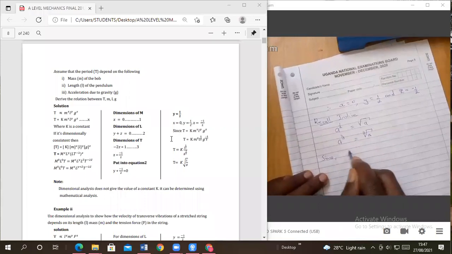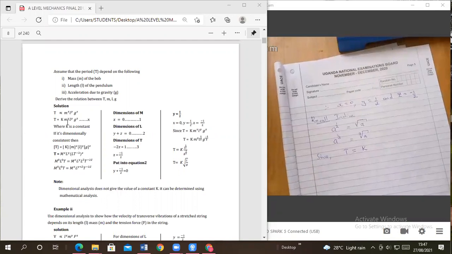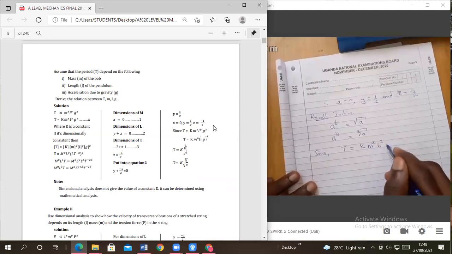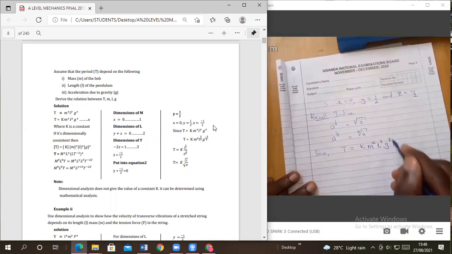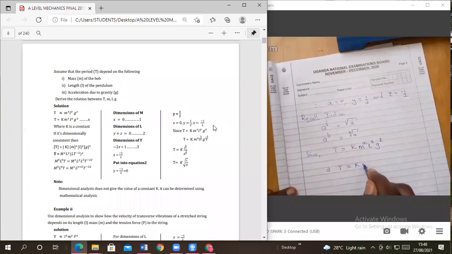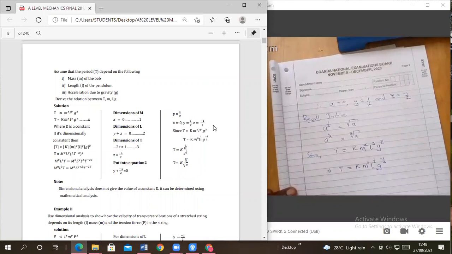So we said since t was equal to k, now you go back to the formula here. I think where the cursor is. You come back there because we were looking for the power of m, but to help us get the powers, we have to get the dimensions. So now we have got the powers, which are x, y, and z. Now we come back to the original equation. So k, which is equal to m to the power x, l to the power y, then g to the power z. So it implies now our t, we shall have k, m to the power 0, l to the power half, g to the power negative a half.